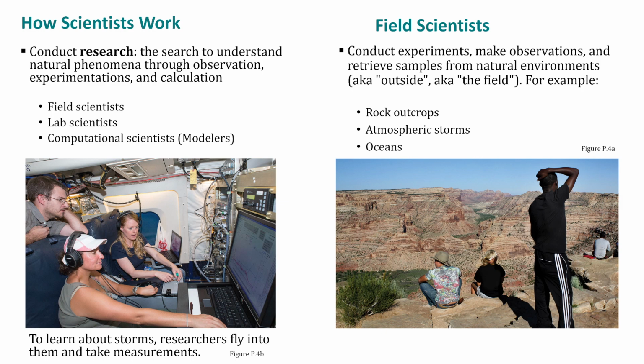We also want to talk about Earth and space scientists. How exactly do they conduct their work? Well, they conduct research, which is the search to understand natural phenomena through observation, experimentation, and calculation. And we can divide up scientists into 3 different types: field scientists, lab scientists, and computational scientists. Field scientists do their work in the natural environment, aka outside or the field. So geoscientists may sample rocks from outcrops, or atmospheric scientists may fly into storms. Oceanographers may go on ships into the ocean.